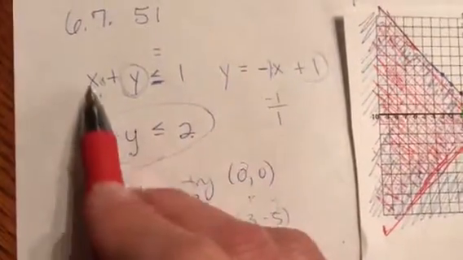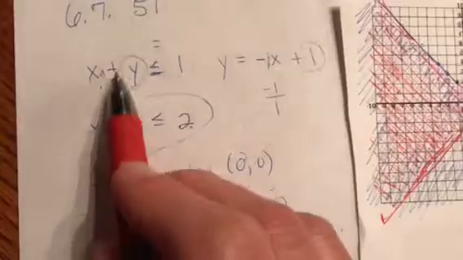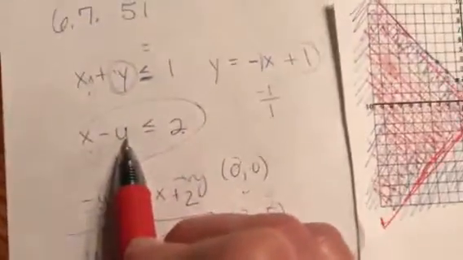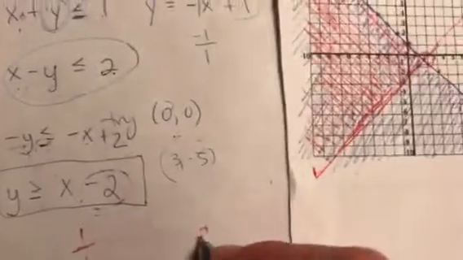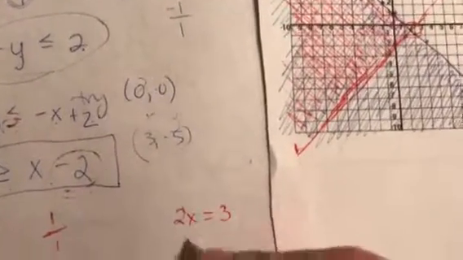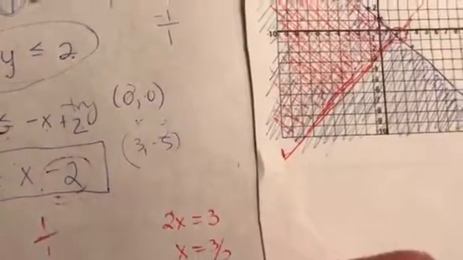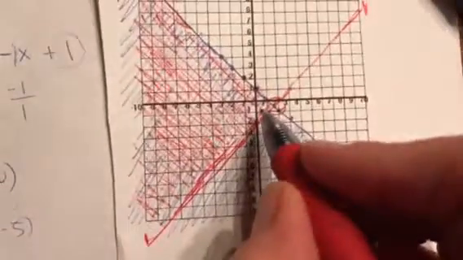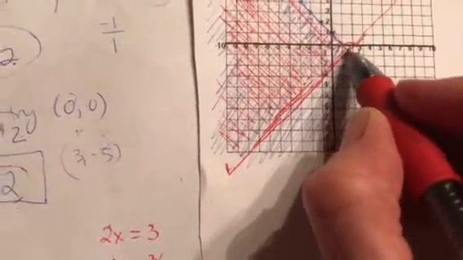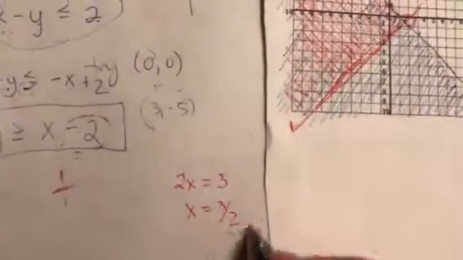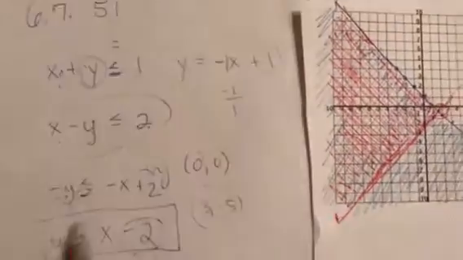If I add straight down, notice I get 2x. If I add straight down here, my y's disappear, and I get 3. So I get 2x equals 3, which means x equals 3/2. Look here, does that look like it intersects at about 1.5? Yeah, it does. Okay, so that's my x value. Take that, plug it into any equation, and let's see what we get.